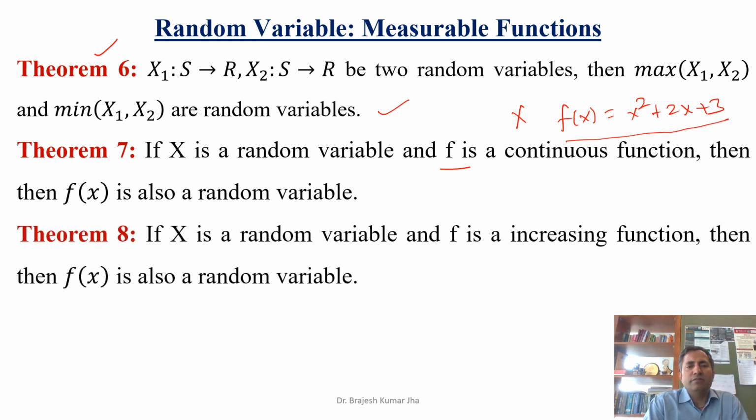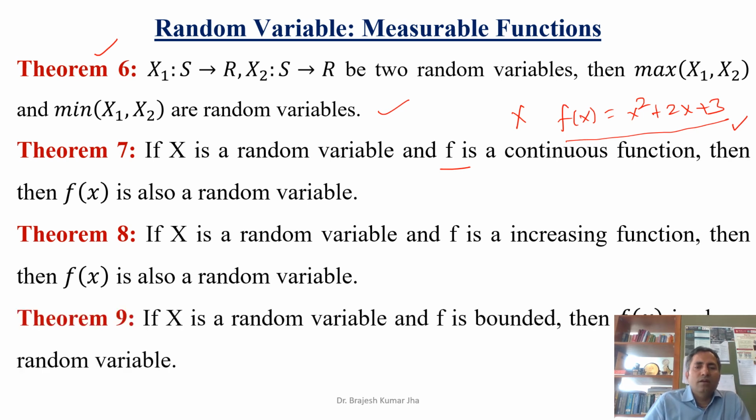If X is a random variable and f is an increasing function, then f(X) is also a random variable. And if f is bounded, then also it is a random variable. So all three statements 7, 8, 9 you can club: X is a random variable and f is continuous, increasing and bounded, then f(X) is said to be what? It is a random variable.